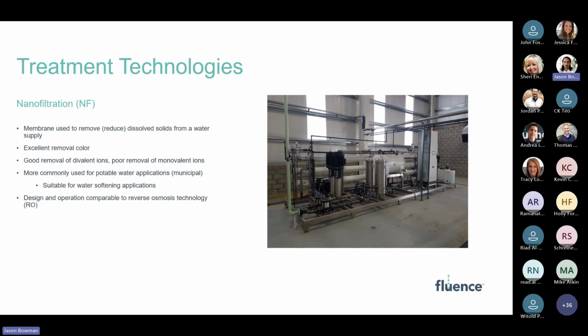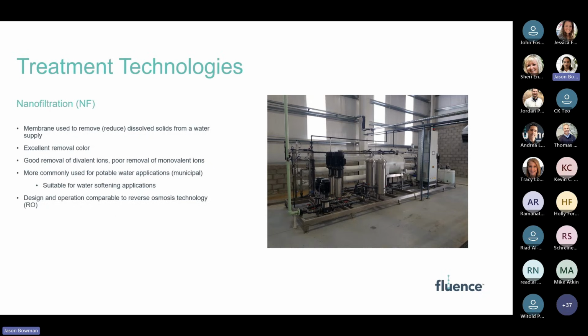All right, as we move further down the line of the treatment processes, another commonly used technology will be nanofiltration or NF. While it's not necessarily the most prevalent in the industrial world, it does have its place in a potential treatment scheme. These systems essentially operate in the same equipment platform as the reverse osmosis systems, with just some key operational changes such as the feed water pressure that's necessary to operate these systems.